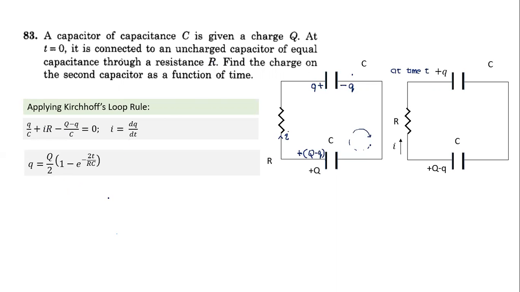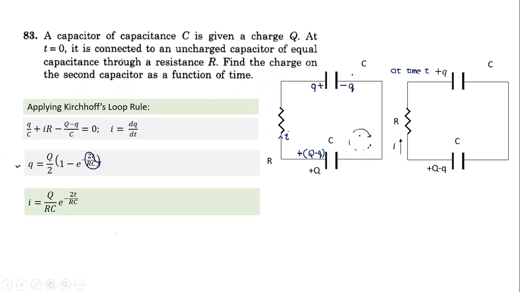Let's try to understand a few things from here. If I differentiate, the current term comes out something like this. What is the time constant in this equation? Can we identify the time constant? The term in the denominator is called the time constant.